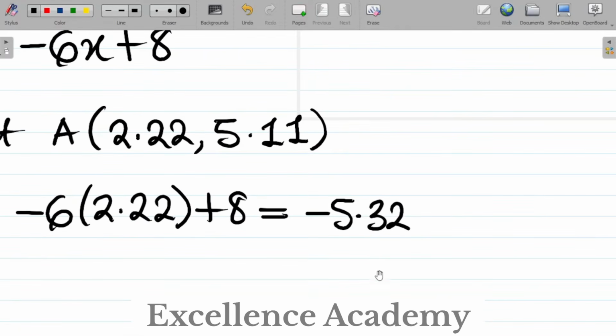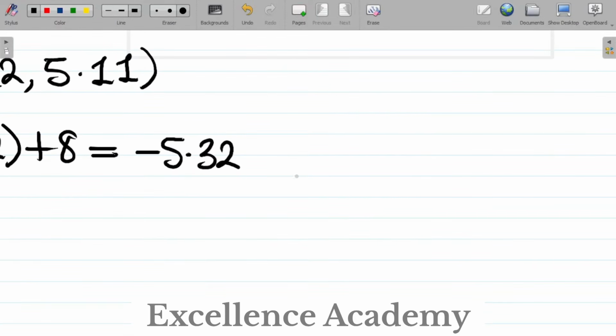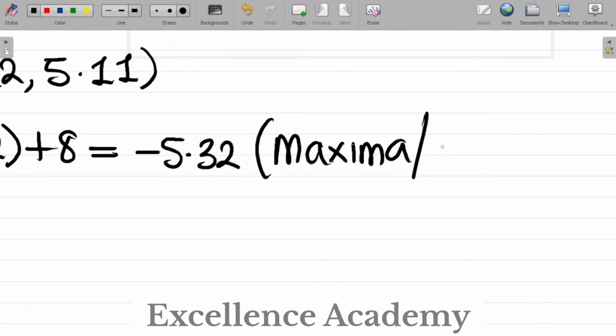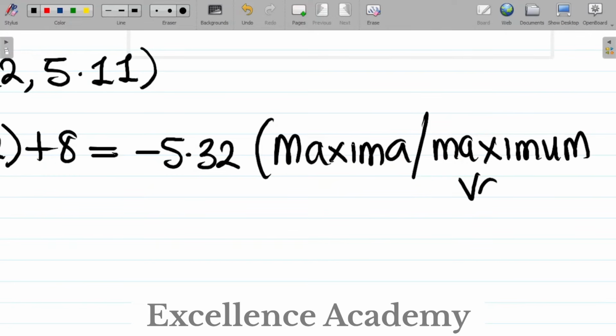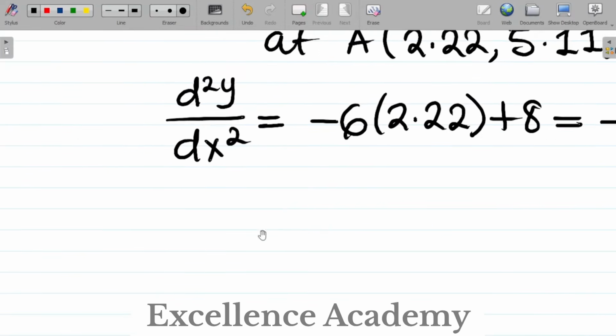as you can see here, what you have there is a maxima or maximum value. So this is maxima, that's the condition. If d²y/dx² is negative, it is a maxima, a maximum value. Take notes. Next up, let's see the next point there.